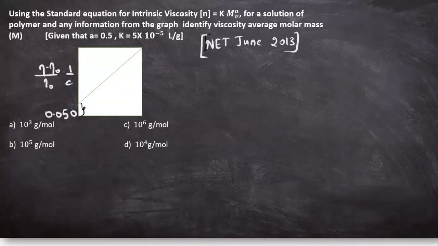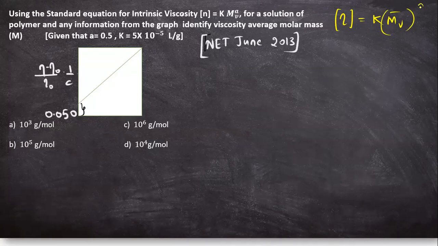Next question: using the standard equation for intrinsic viscosity. They have given eta, the intrinsic viscosity, is equal to K into Mv raised to a. Here alpha is just represented as a.